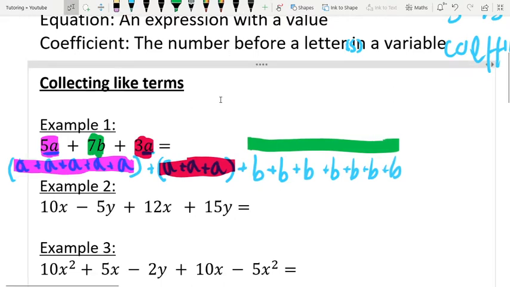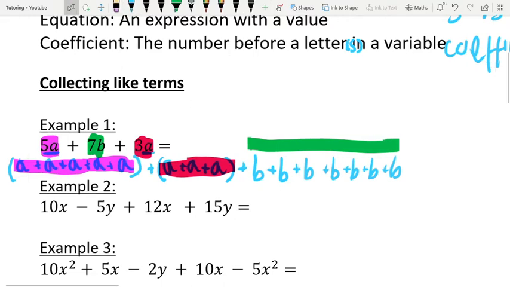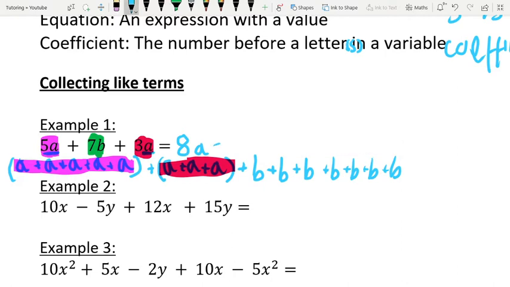Now, how many a's are there altogether? If we count, there's 1, 2, 3, 4, 5, 6, 7, 8. There's 8 lots of a's, so we can write here there is 8 a's. And how many b's are there? 1, 2, 3, 4, 5, 6, 7. Nothing's changed to the b's, so there are 7 b's.